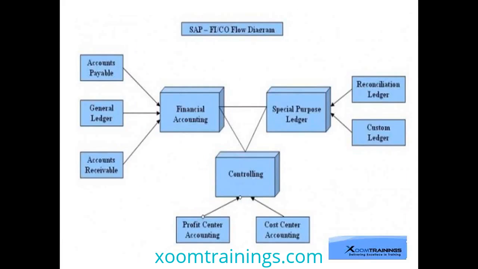Finance and controlling flow diagram. Financial accounting, which includes accounts payable, general ledger accounting and accounts receivable. Next, here special purpose ledger, under that reconciliation ledger. Reconciliation ledger explains debtor, creditor, bills receivable, bills payable, down payment received, down payment paid, letter of credit received, letter of credit paid. These 8 ledgers come under special GL accounts. And custom ledger, nothing but tax ledger.